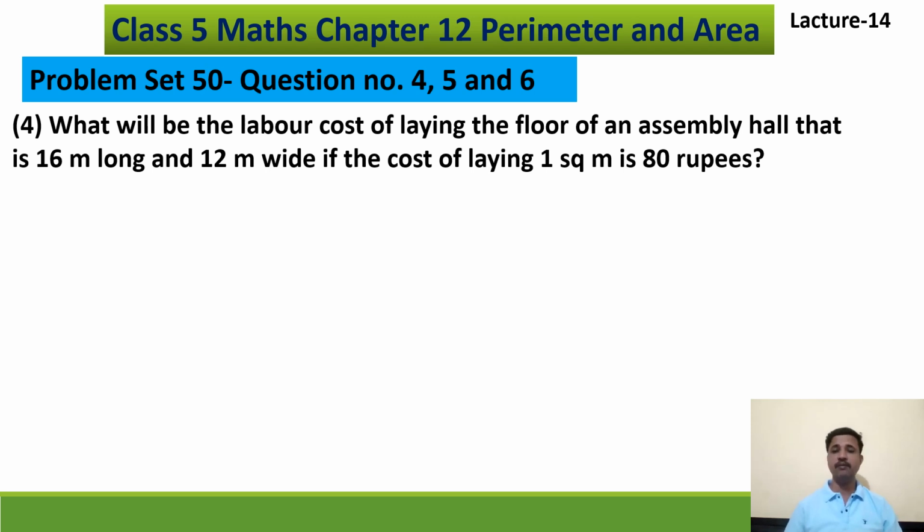What will be the labor cost of laying the floor of an assembly hall that is 60 meters long and 12 meters wide, if the cost of laying 1 square meter is 80 rupees? What is given? 60-meter length and 12-meter width. Width is equal to breadth. And the cost of 1 square meter is 80 rupees.